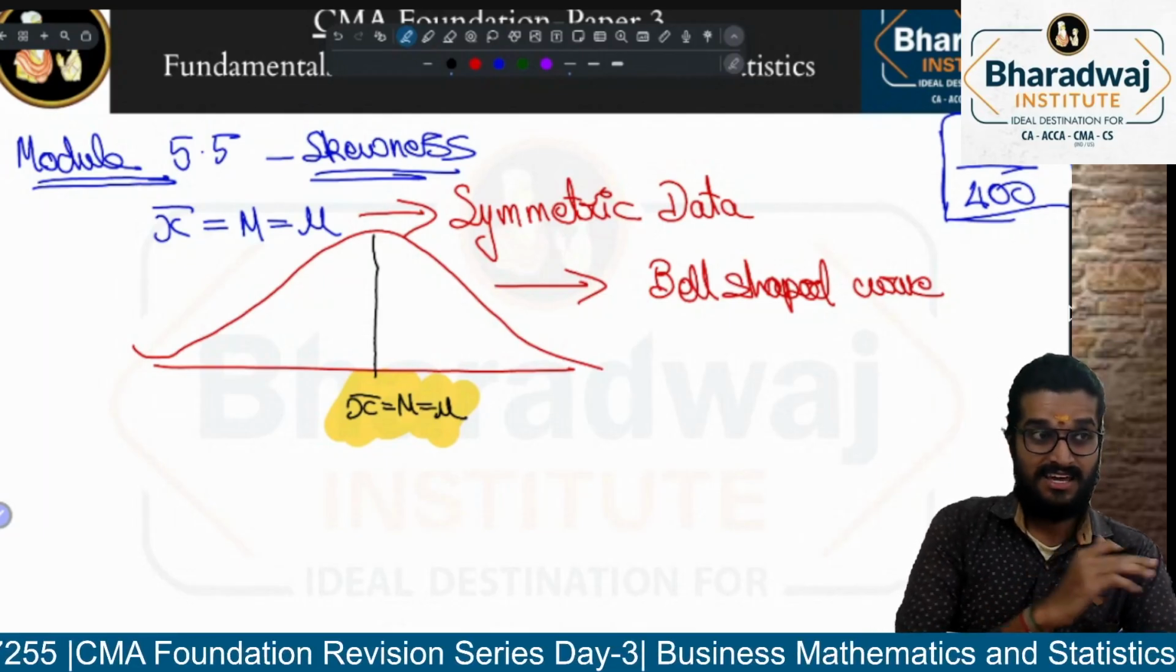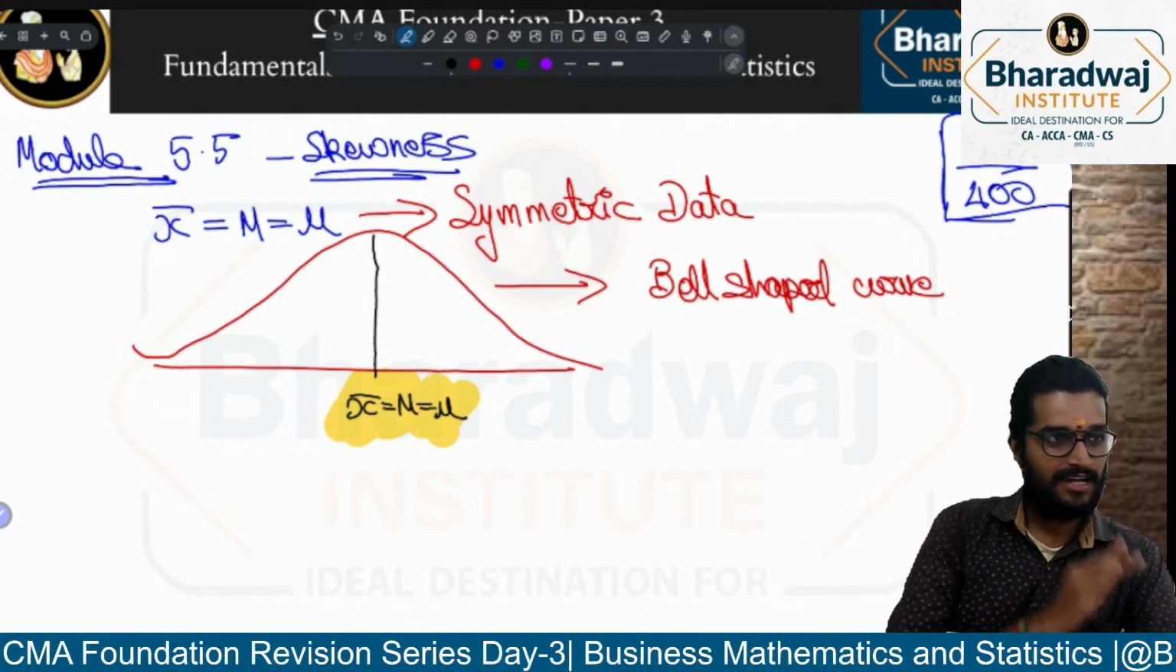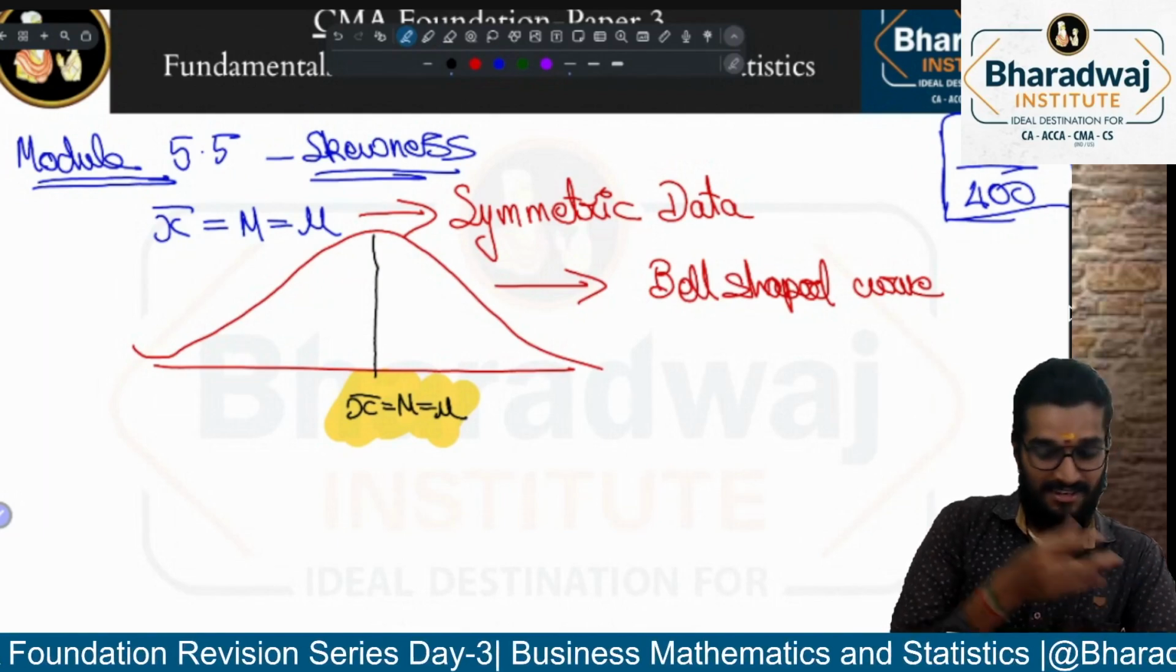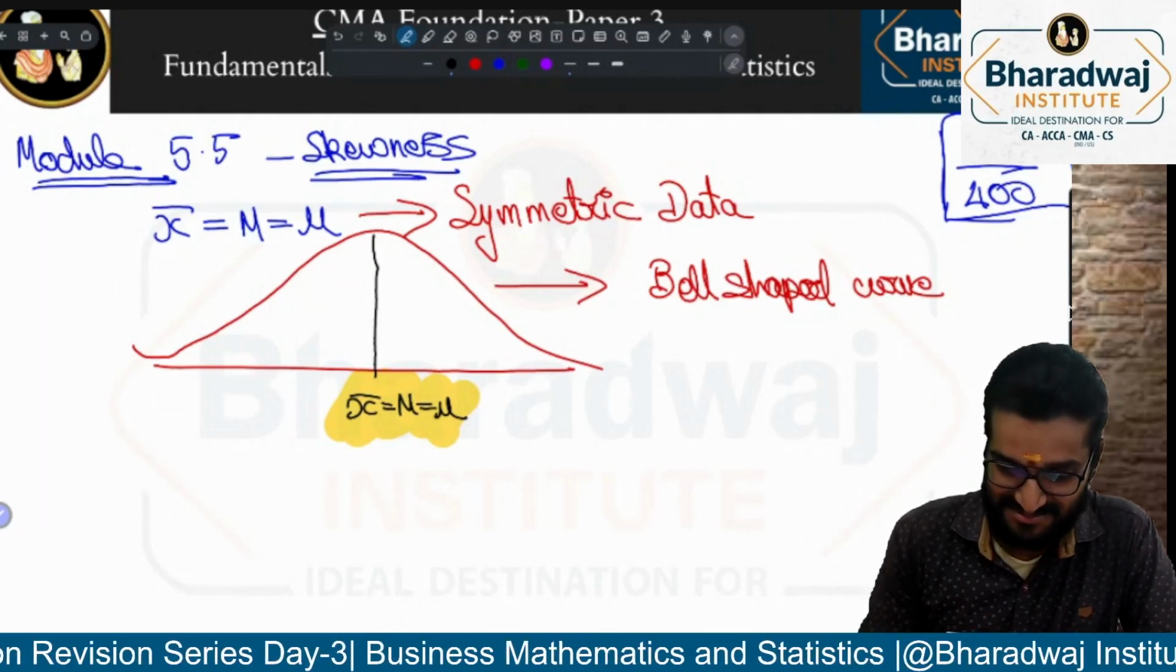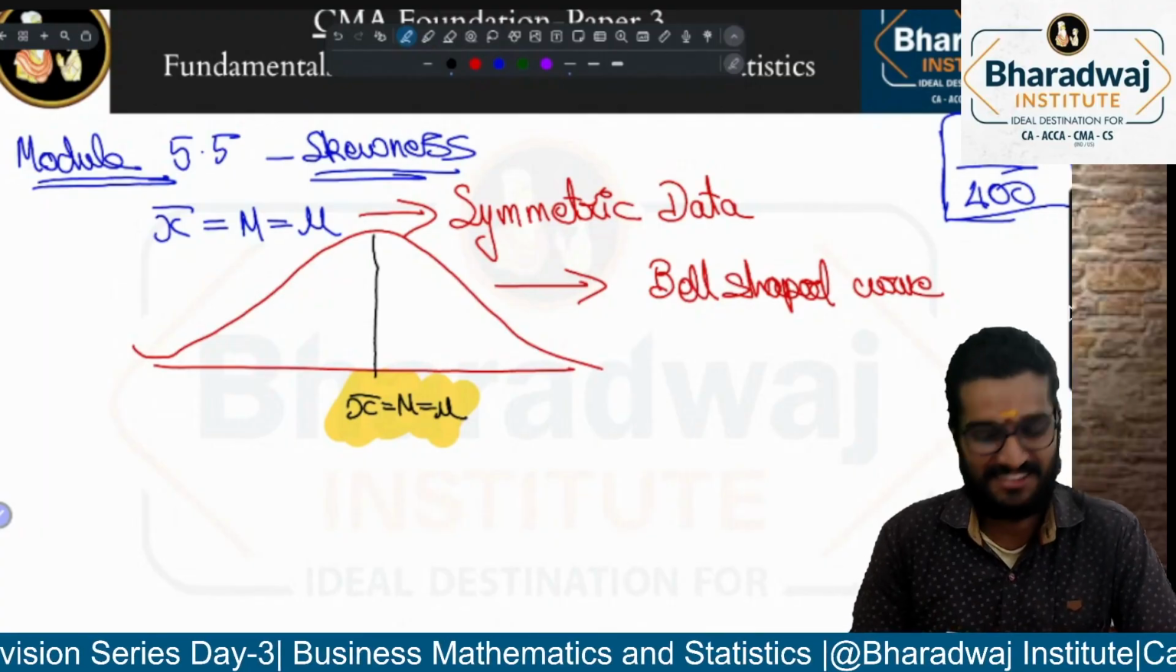This is a theoretical one. We are in practical life. Even the subject itself is a practical subject. Unlike economics and law, it's not a theoretical subject.